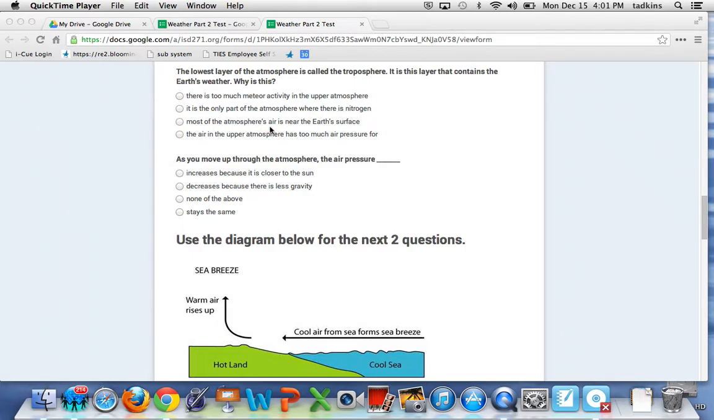Most of the atmosphere's air is near the Earth's surface. The air in the upper atmosphere has too much air pressure for.